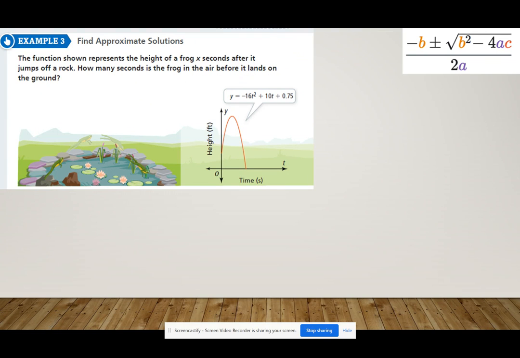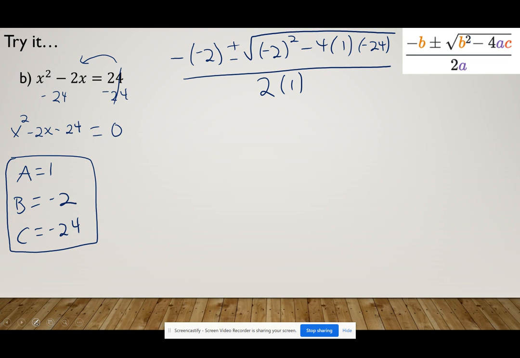Whoops, I'm going to go back. All right. So, first piece, negative, negative 2. The opposite of negative 2 is positive 2, plus or minus the square root.